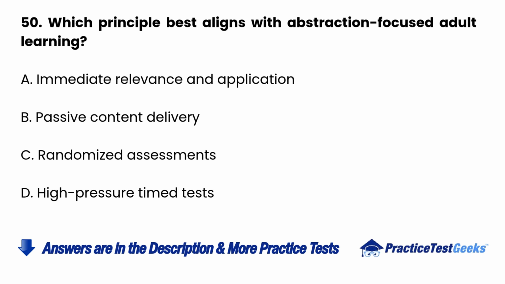50. Which principle best aligns with abstraction-focused adult learning? A. Immediate relevance and application. B. Passive content delivery. C. Randomized assessments. D. High-pressure timed tests.